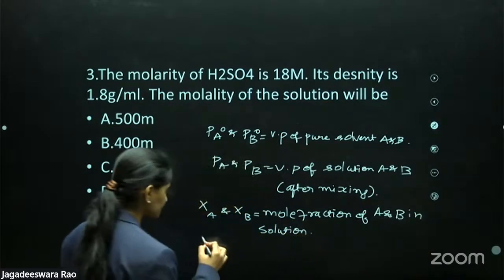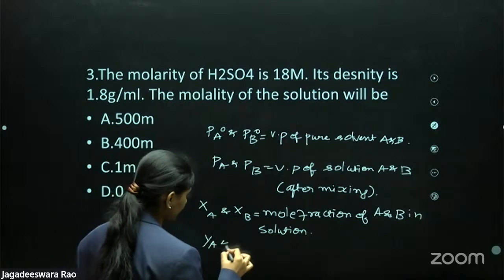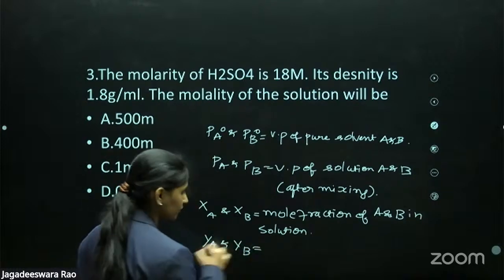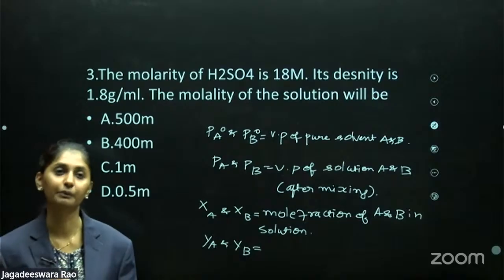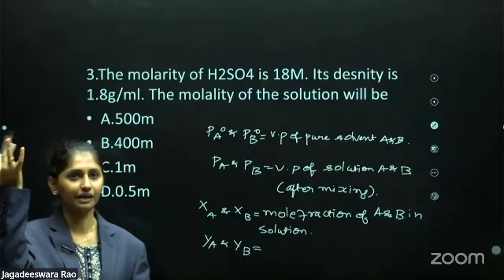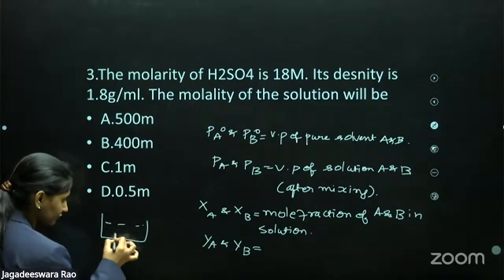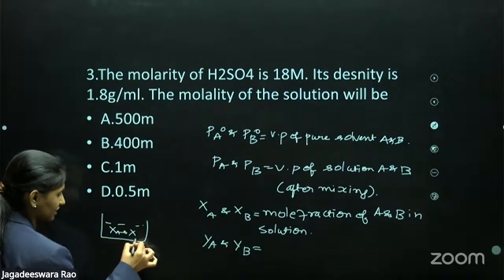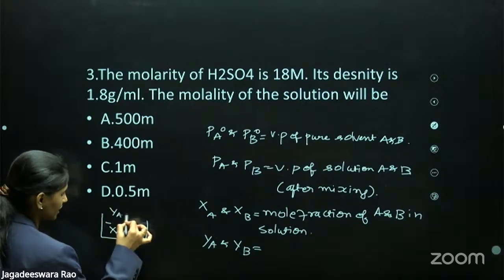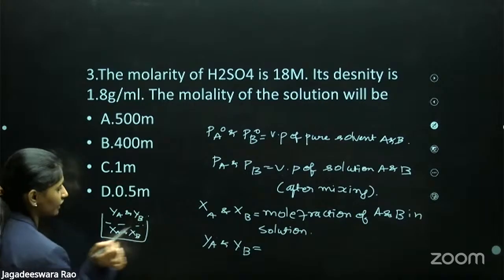Then what is YA and YB? YA and YB is also a mole fraction, but for what has already evaporated. Consider this is a container. XA and XB you can find inside the container, which is inside, and YA and YB is outside.